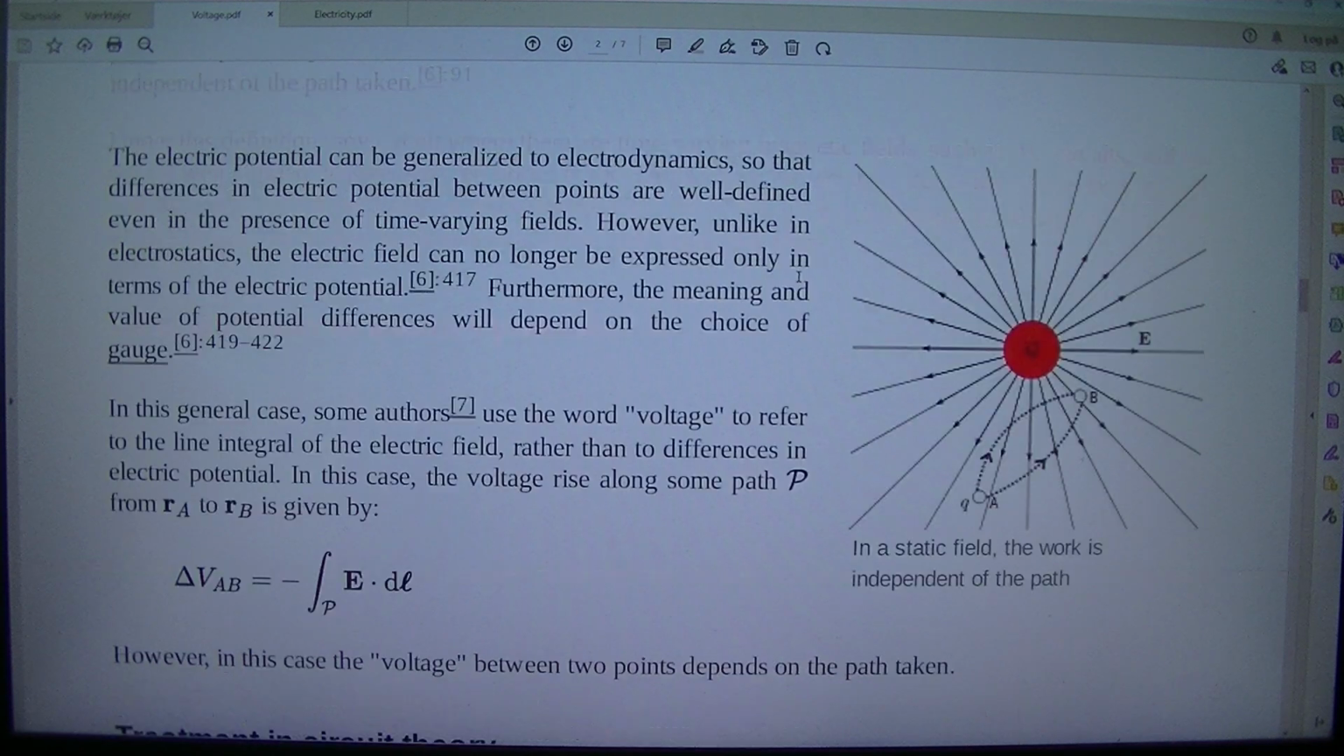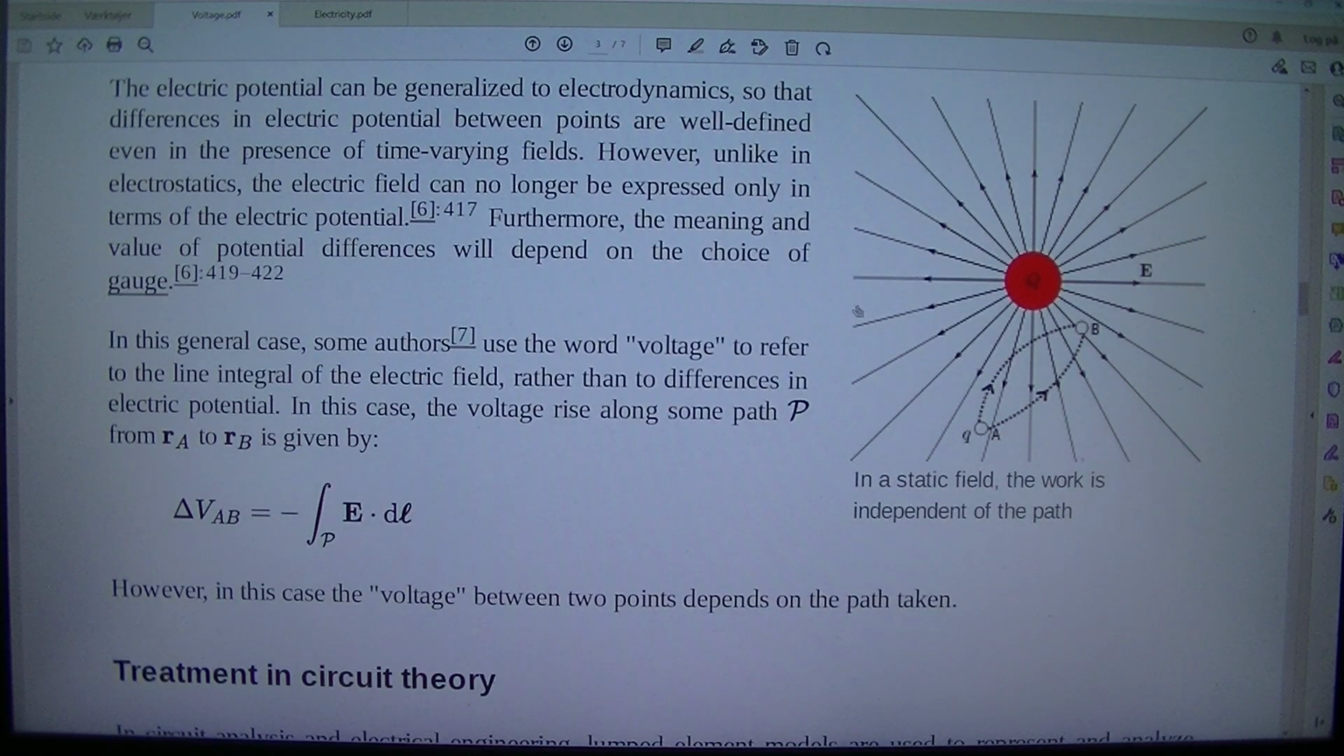Generalization to electrodynamics. In a static field, the work is independent of the path. The electric potential can be generalized to electrodynamics, so that differences in electric potential between points are well defined even in the presence of time-varying fields. However, unlike in electrostatics, the electric field can no longer be expressed only in terms of the electric potential. Furthermore, the meaning and value of potential differences will depend on the choice of gauge.